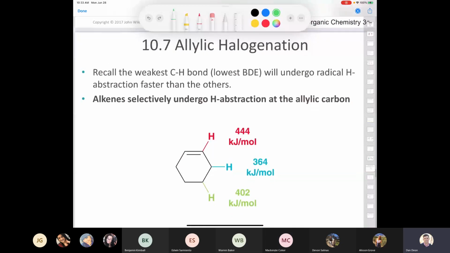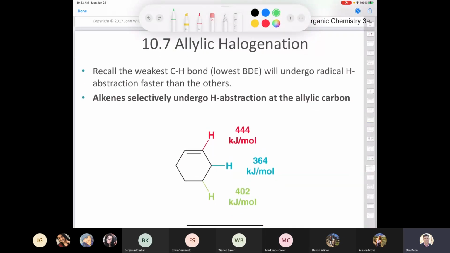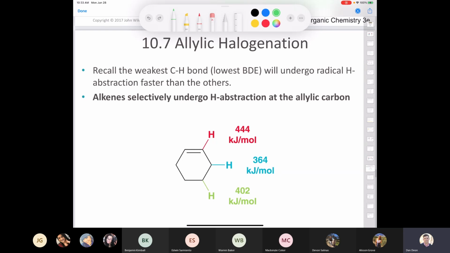Okay, so we left off here at section 10.7, allylic halogenation, and we discussed bond dissociation energies quite a bit today. We talked about the difference between a tertiary, secondary, primary, and methyl radical, but then we talked about allylic radicals, and we said those are even more stable than a tertiary. And so it says here, recall that the weakest carbon-hydrogen bond, the one with the lowest bond dissociation energy, is going to undergo radical hydrogen abstraction faster than the others, again, because we produce something that's a more stable radical.